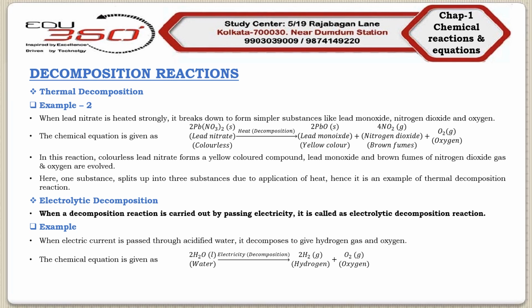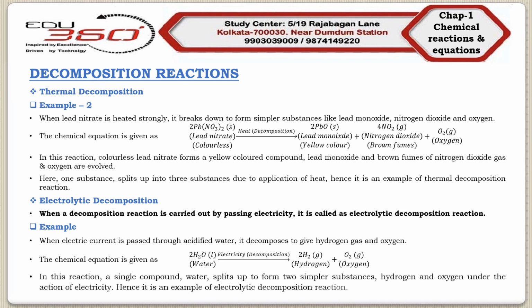So in this reaction, water is the single compound. It splits up to form two simpler substances, hydrogen and oxygen, under the action of electricity. So we can say that it is an example of electrolytic decomposition reaction.